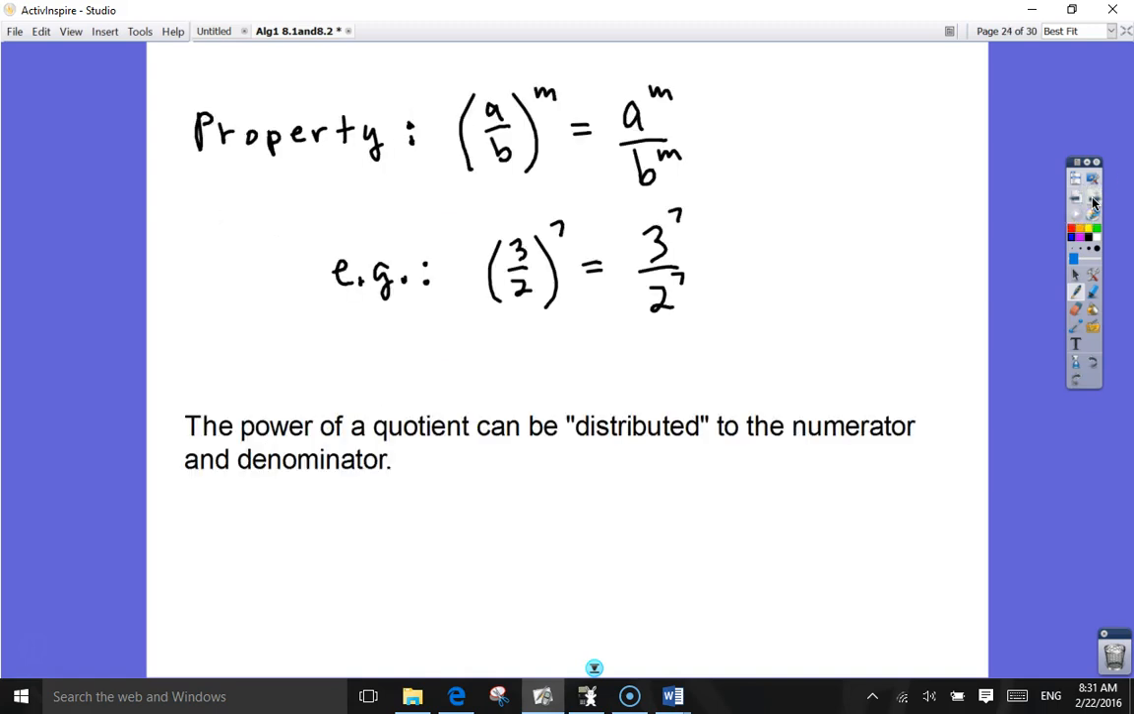Okay, now we have another property. Here's some parentheses with an exponent outside, but this time what's inside is a quotient. Before it was a product, ab to the m. Now it's a divided by b to the m, but it works the same, right? You can bring that exponent inside. You can think of it like distributing it to the a and the b, right? This was the example you had that you already copied. 3 halves to the 7th is 3 to the 7th over 2 to the 7th.